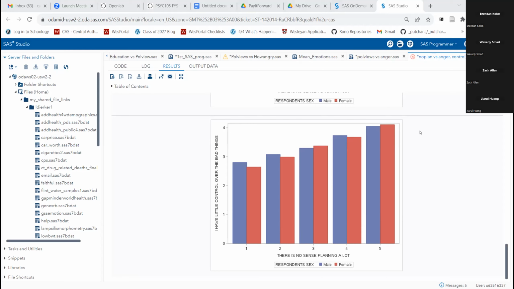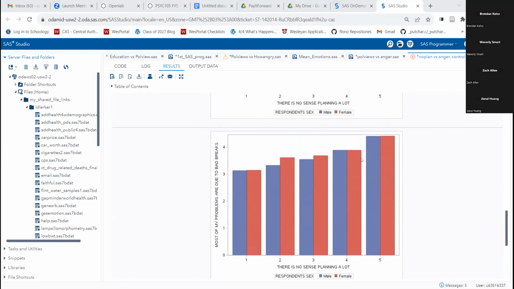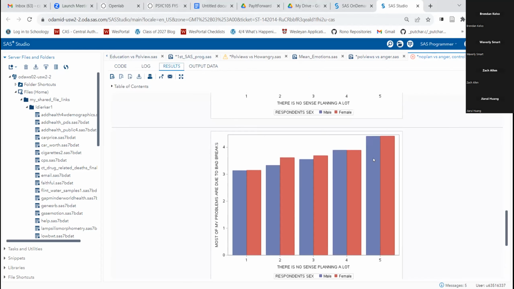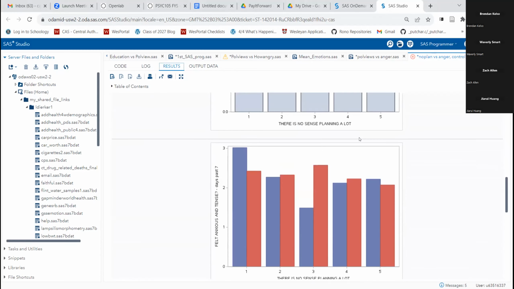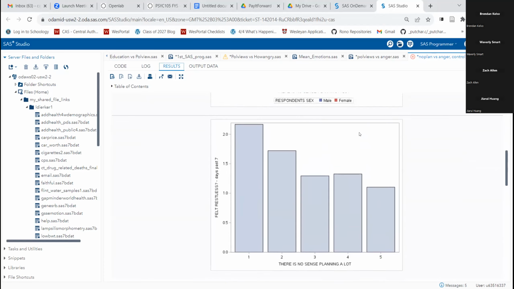Yeah, I love what you've done. I did a couple of these. Let me look at that one, or any of them. Okay, so this one says felt anxious and tense. This looks like there's no relationship, right? That's a non-relationship for males and females. It just kind of bounces all over the place. Yeah, sure. Okay, interesting.